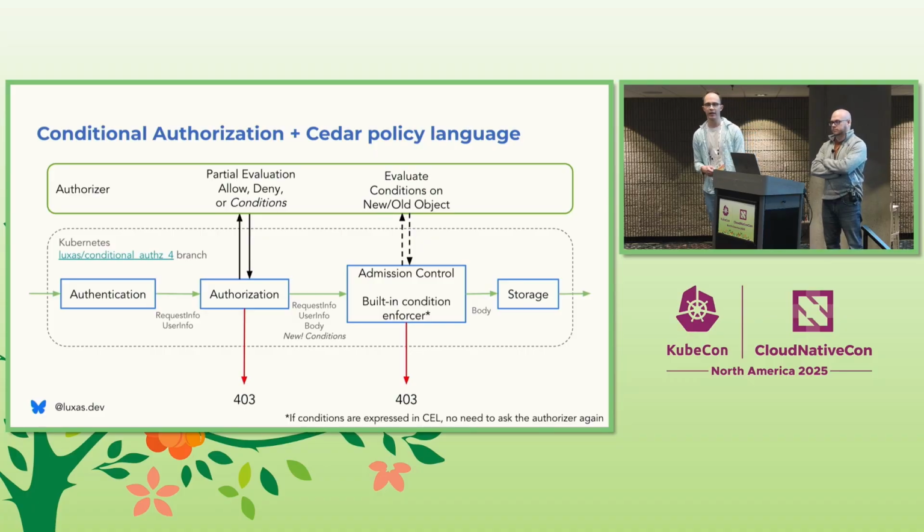So in this case, in the authorization phase, we get back a condition, and then we propagate it with the request to the admission phase, and there we have the available data. So then we can get a definite yes or no on whether this request should go through. So the authorizer is guaranteed to get the callback.